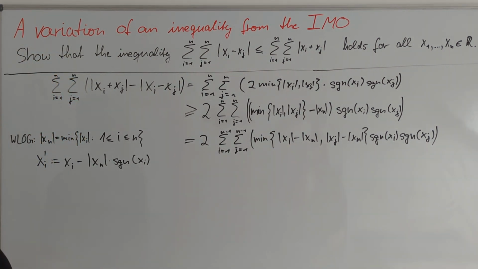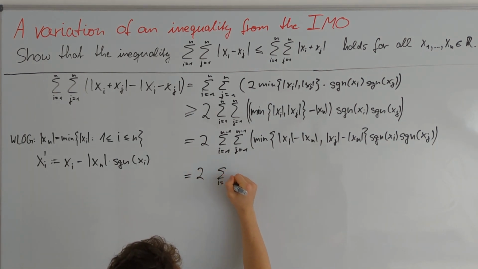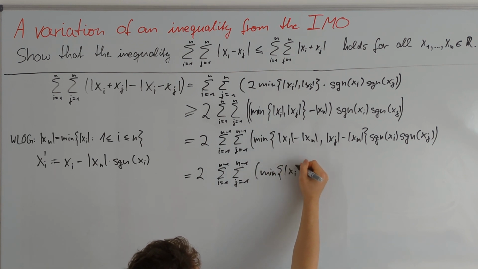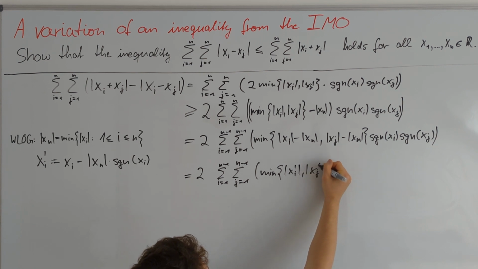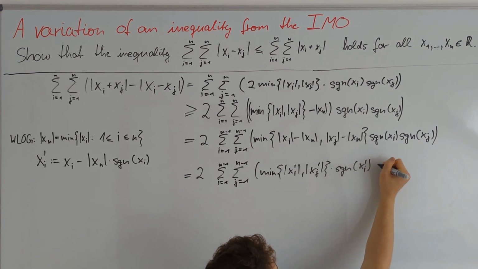We get the same thing for xi less than 0. Lastly, we have to deal with xi equal to 0, but then, due to this assumption, we are also going to have absolute value of xn equal to 0, and therefore all of the xi primes are just going to be the xi's, and so in that case the equality is going to be trivial. And thus, in any case, we get that all of this is equal to 2 times the double sum of i and j going from 1 to n minus 1 of the minimum of absolute value xi prime and absolute value xj prime times signum xi prime signum xj prime.